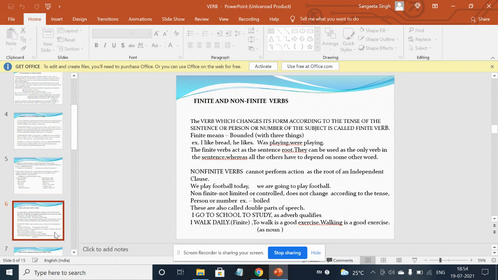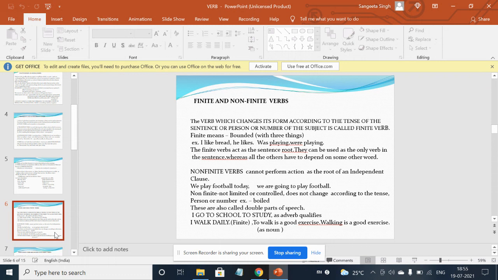The finite verbs act as the sentence root. They can be used as the only verb in the sentence, whereas all the others have to depend on some other word. Non-finite verbs cannot perform action as the root of an independent clause. We play football today. We are going to play football. Here, to play is a non-finite verb.